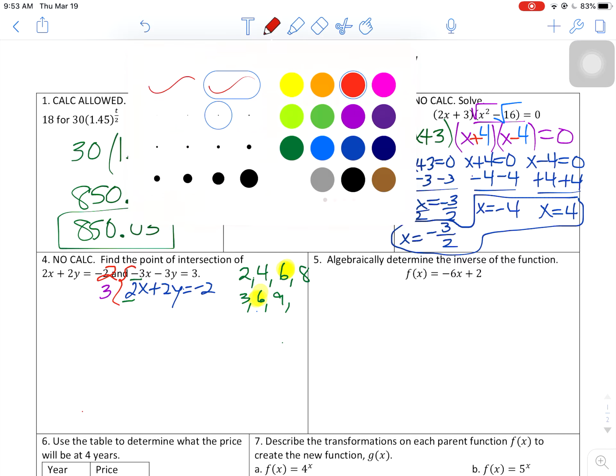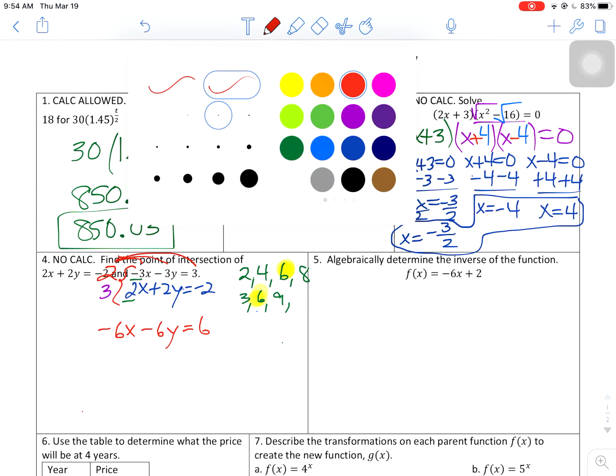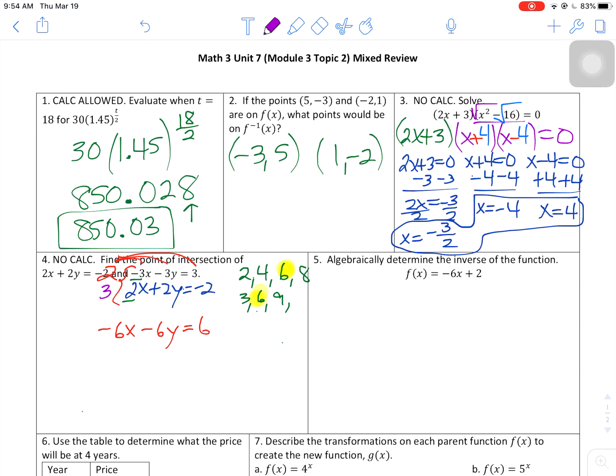At this point, I need to make sure that I distribute the numbers in front to all the terms in the equation behind it, even past the equal sign. So for that first equation, I get 2 times negative 3x is negative 6x. 2 times negative 3y is negative 6y. 2 times 3 is 6. Do the same thing for the bottom equation. 3 times 2x is 6x. 3 times 2y is 6y. 3 times negative 2 is negative 6.